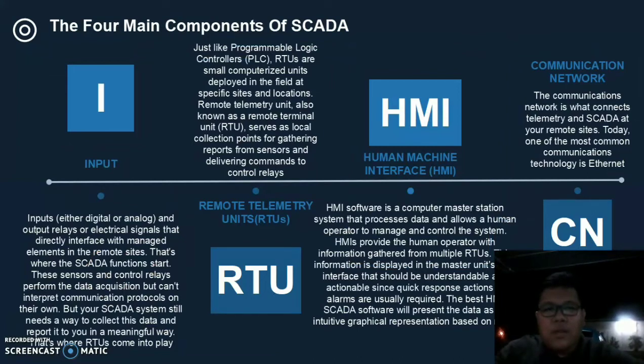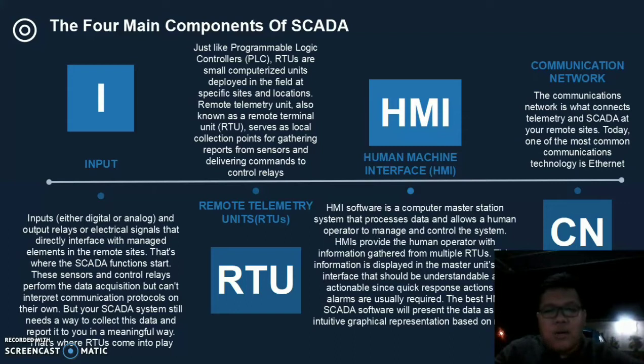The four main components of SCADA. The first one is input. Inputs, either digital or analog, and output relays or electrical signals directly interface with managed elements in the remote sites. That's where the SCADA function starts. These sensors and control relays perform the data acquisition but can't interpret communication protocols on their own. But your SCADA system still needs a way to collect this data and report it to you in a meaningful way. That's where RTUs come into play.